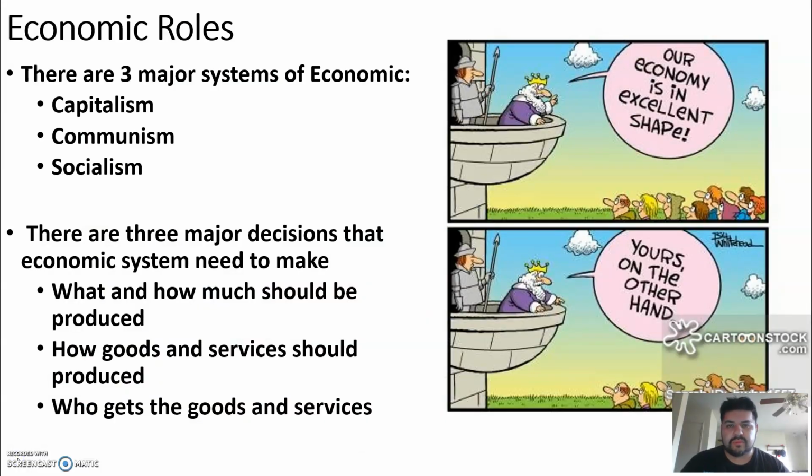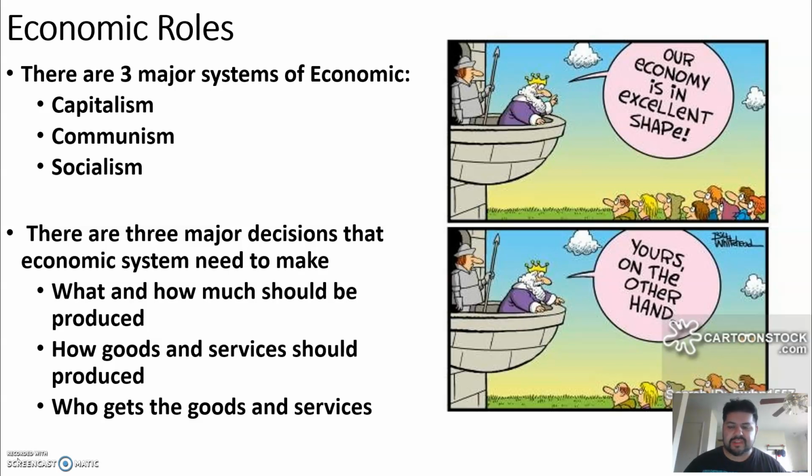So we're going to be talking about the economic roles in government. Now, like I said in the very beginning, there are three types, but we're only going to be talking about two today. We're talking about capitalism and communism. Socialism will be next week. Okay, so there are three major decisions that economic systems need to make before they can get started.